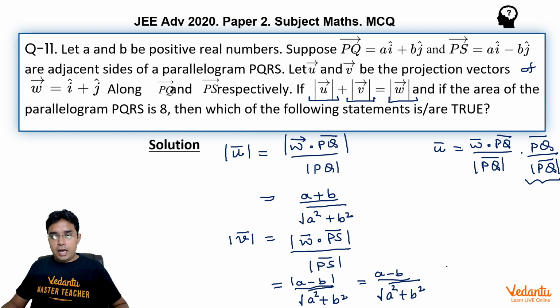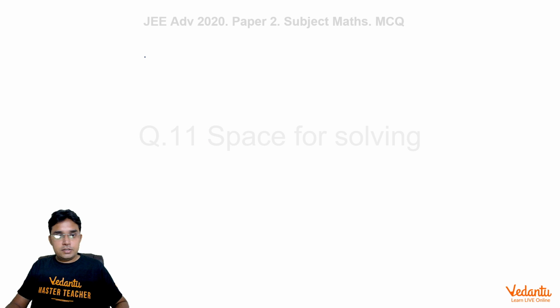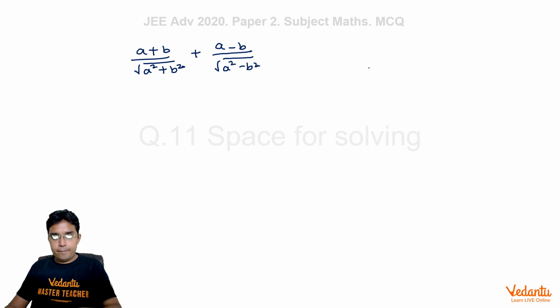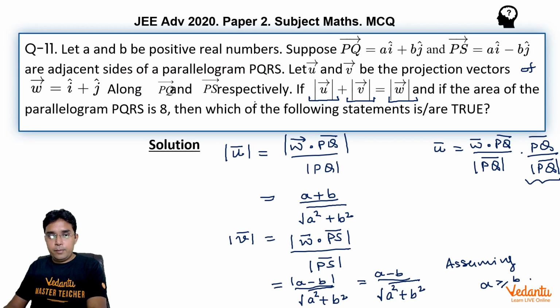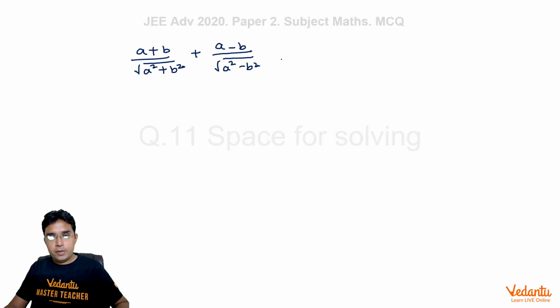So for the moment I am assuming that A is greater than or equal to B. Now we are given mod U plus mod V is equal to mod W. So here mod U is A plus B upon root over A square plus B square. Mod V is A minus B upon root over A square plus B square, this one. And mod W will be mod of I plus J, that means root 2. Our W vector was I plus J.